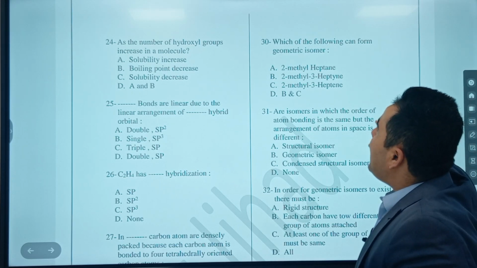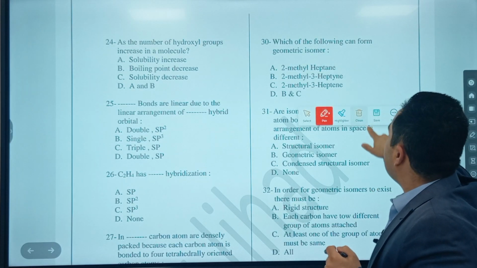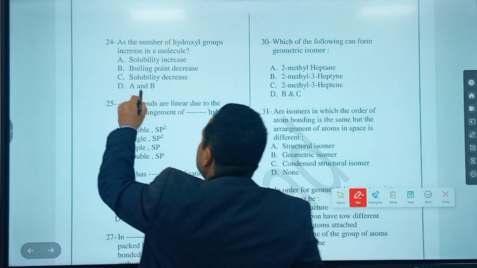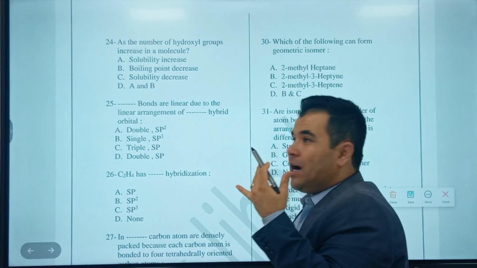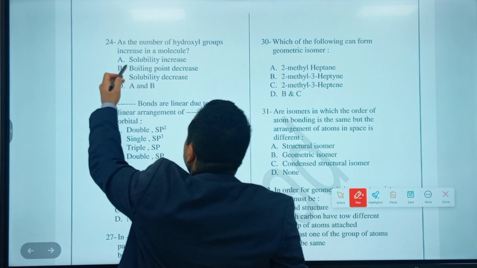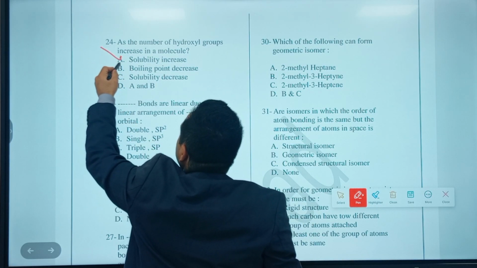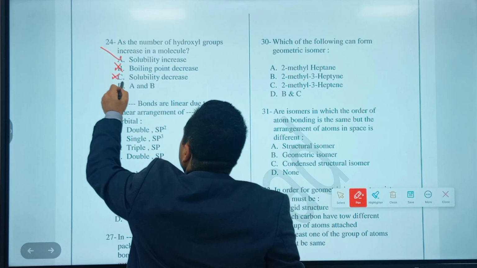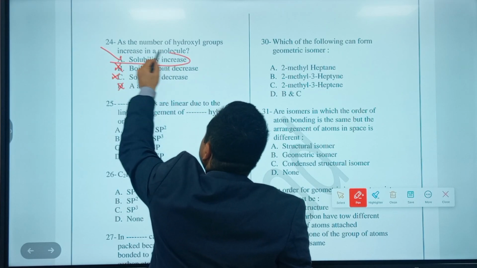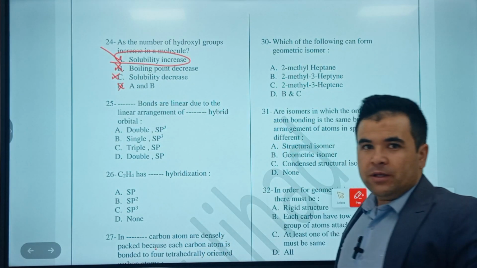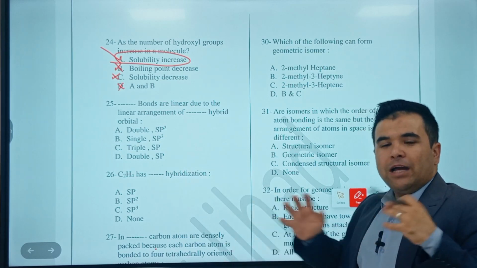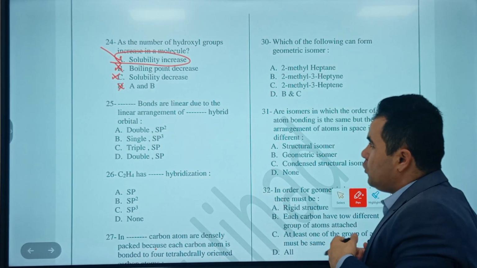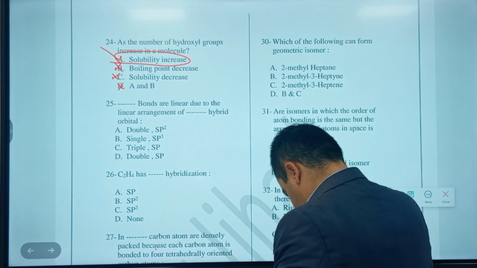As the number of hydroxyl groups increases in a molecule, what will happen? Hydroxyl groups exist in the alcohols, guys, you know that. Solubility increase? Yes. Boiling point decrease? No. Boiling point increase. Solubility decrease? No. So A is the correct answer. Solubility increases because the hydroxyl groups increase the polarity and they increase the solubility of the alcohols in water.